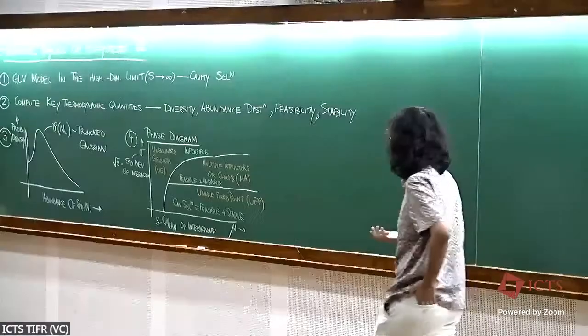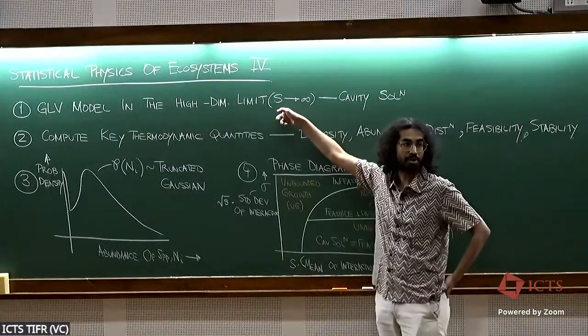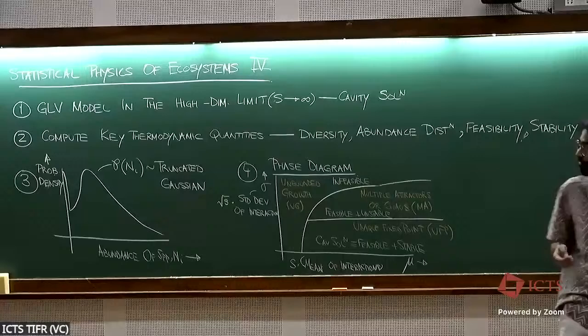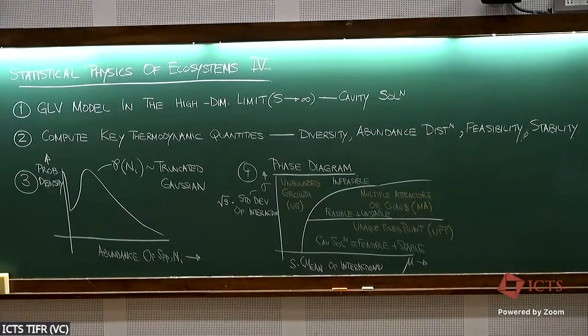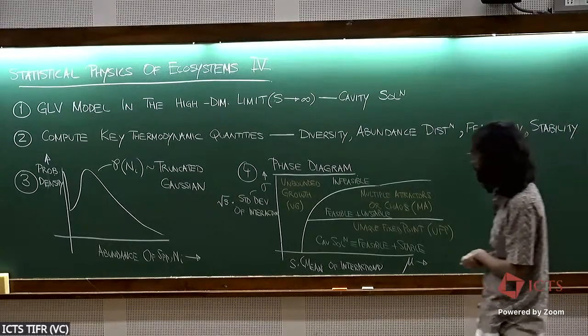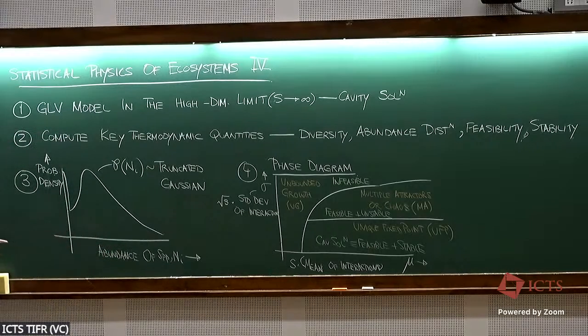In particular, they're going to be the diversity of the community, which is the fraction of the S species that you put in that eventually survive. We're going to talk about computing the abundance distribution of all of the species. And we're going to also care about the feasibility and stability of the fixed points that we have been talking about. Okay. And our goal is going to be to understand and reproduce these two diagrams over here. And in some sense, this can be a visual summary of the Lotka-Volterra model as a whole.